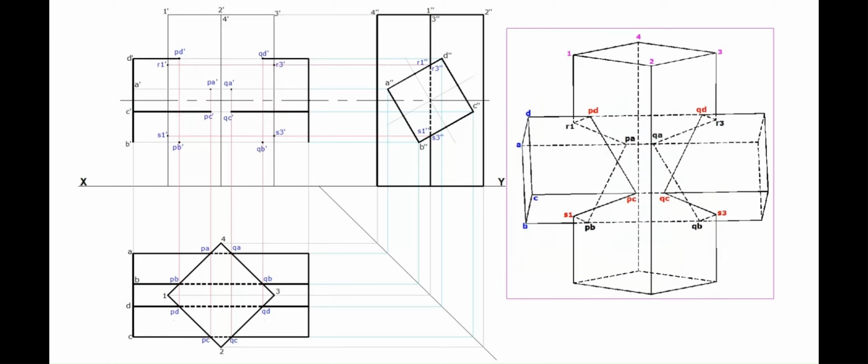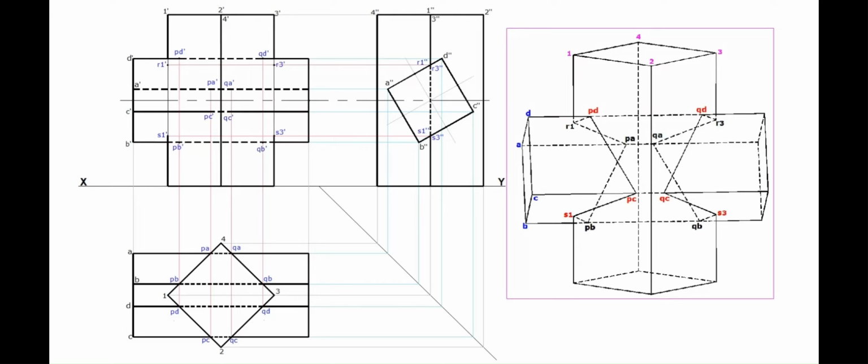For the horizontal prism, longer edge B dash, between 1 dash line and 3 dash line, is invisible. Longer edge C dash is invisible between points PC dash and QC dash. Longer edge D dash is invisible between points PD dash and QD dash. A dash is fully invisible. Vertical longer edge 1 dash, top portion is visible, bottom portion up to S1 dash is visible. Longer edge 3 dash, top portion and bottom portion up to S3 dash are visible. 2 dash is fully visible.